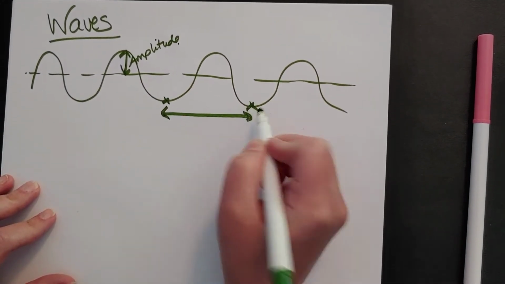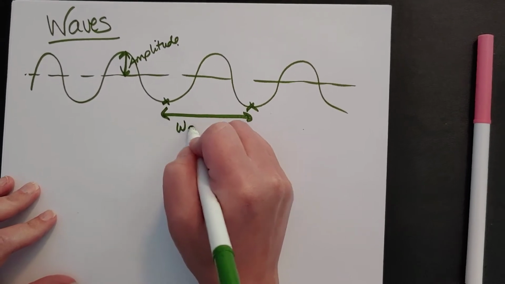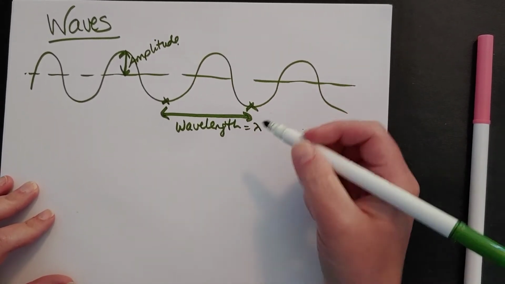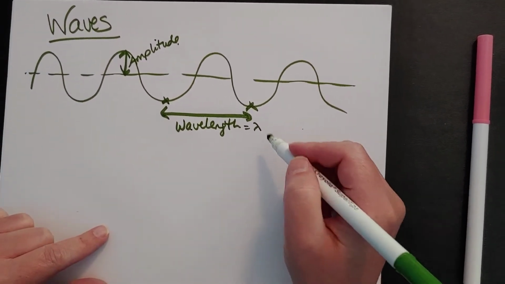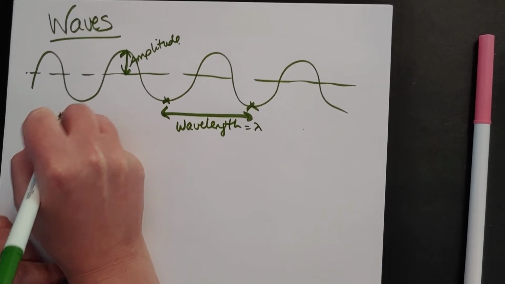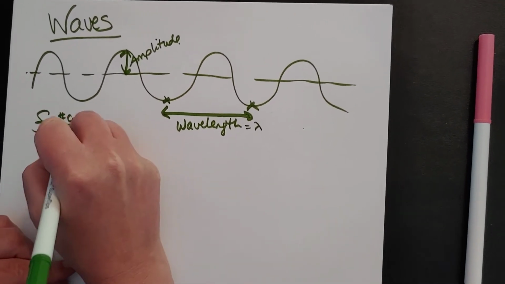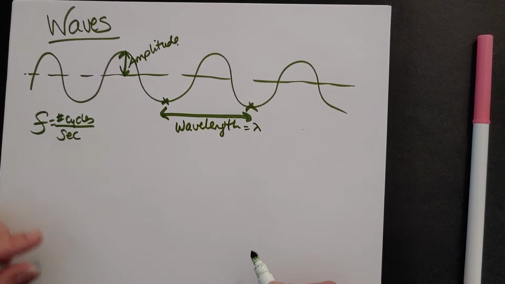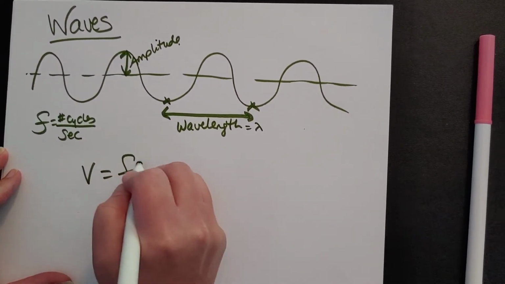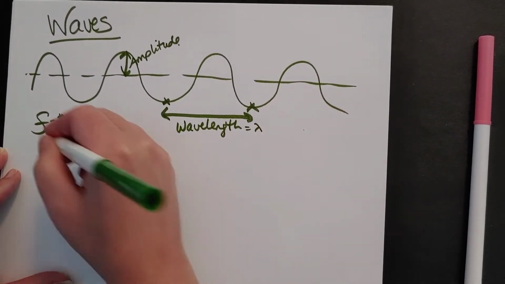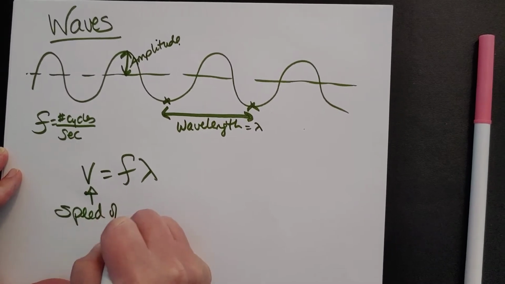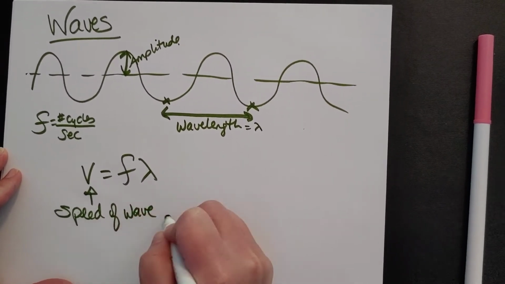The distance between successive parts of a wave is a wavelength, and that's given the letter lambda. And then the frequency is the number of cycles per second, okay? We have this equation where that's the wavelength, that's the frequency, and this is the speed of the wave.